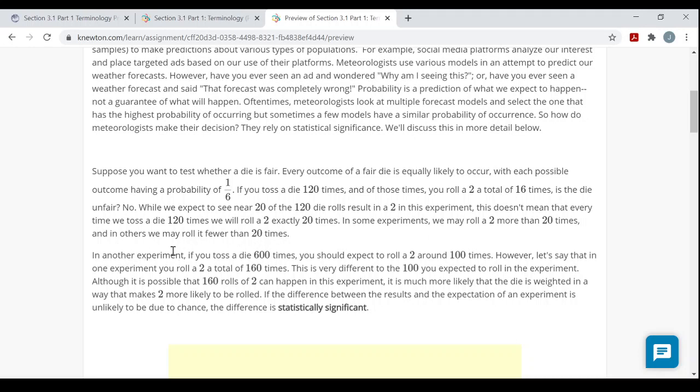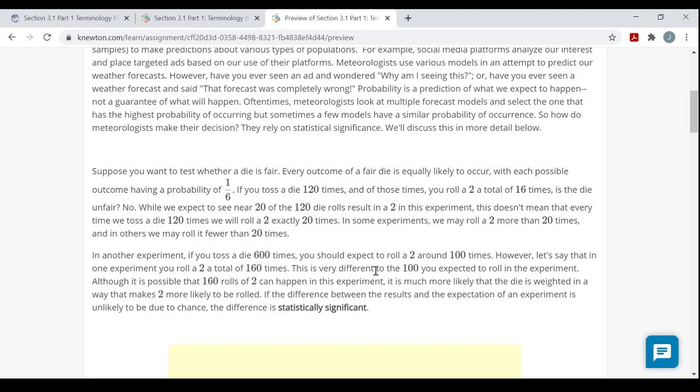In another experiment, if you toss a die 600 times, right, you should get a roll of 2 around 100 times. However, let's say that in one experiment you roll a 2 160 times, which is very different from the 100 that you would expect. So although it is possible that 160 rolls of 2 can happen, it is much more likely that the die is weighted in a way that makes 2 more likely to be rolled.